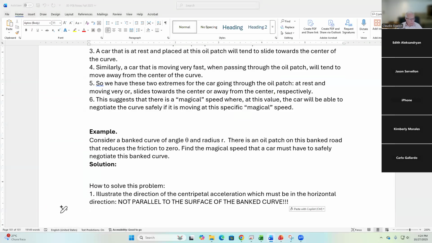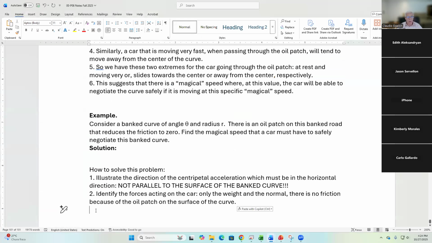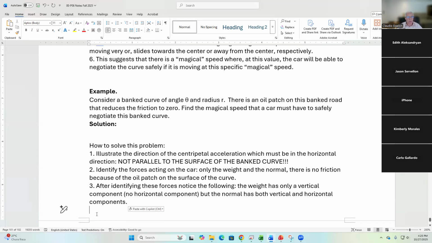Next, identify the forces acting on the car. In this case, it's going to be only the weight and the normal. There is no friction because of the oil patch on the surface of the curve. After identifying these forces, notice that the weight has only a vertical component, no horizontal component, right? The weight has no horizontal component whatsoever. After identifying this force, notice the following. One, let's put it this way.